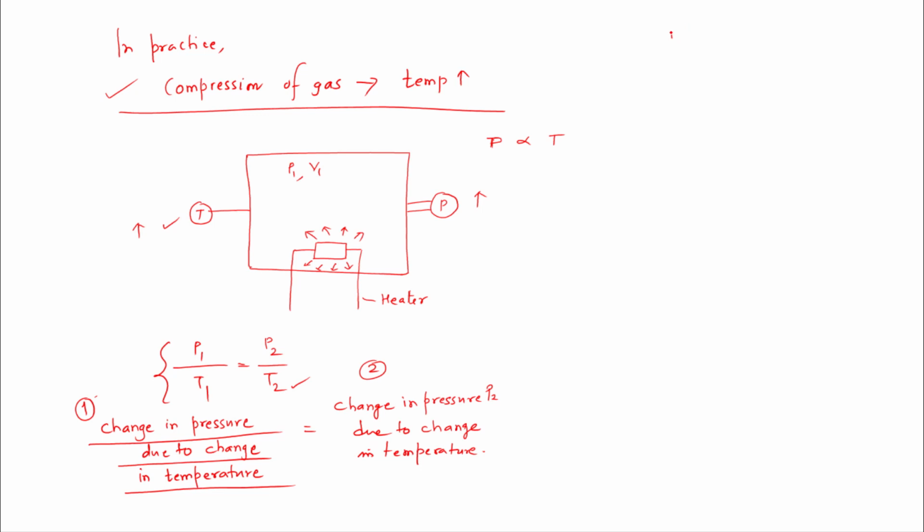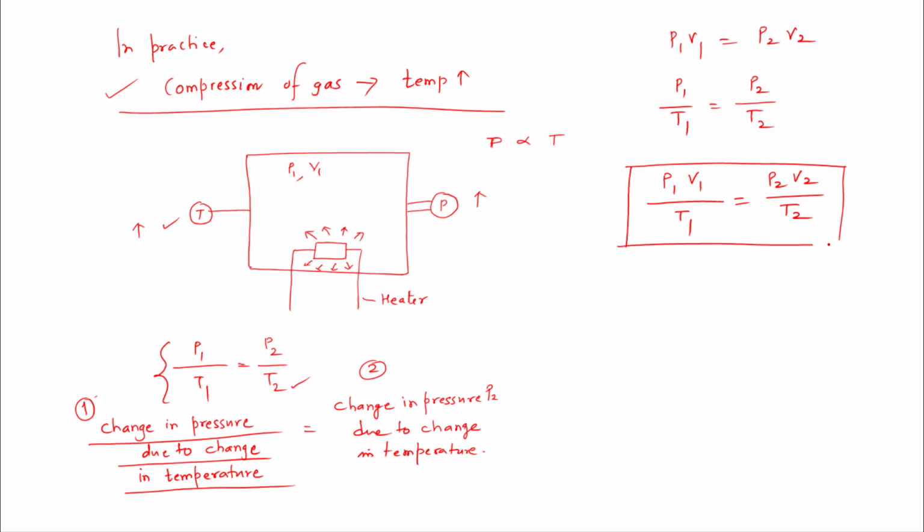We got two equations now. P1 V1 is equal to P2 V2, and P1 divided by T1 is equal to P2 divided by T2. So let us combine these two equations and we get P1 V1 divided by T1 is equal to P2 V2 divided by T2. This is called the general gas law. This general gas law has been given by the scientist Boyle. So here we are calling the general gas law Boyle's law.